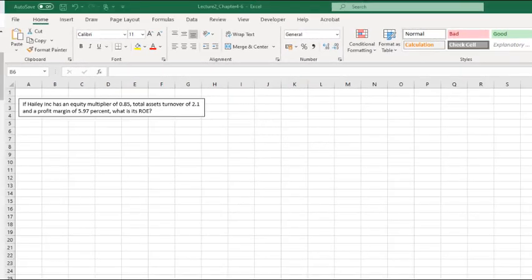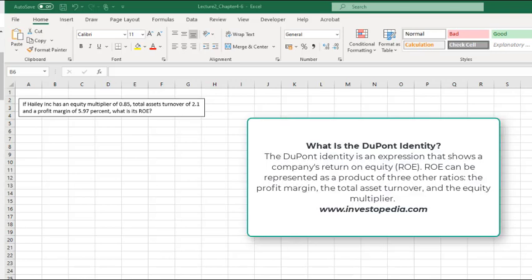Now, welcome to this video. In this video, we are going to calculate return on equity using the DuPont Identity. Now, we have an example of Haley Incorporated, which has an equity multiplier of 0.85, total asset turnover of 2.1, and a profit margin of 5.97%. Now, to calculate this, we use the DuPont Identity.